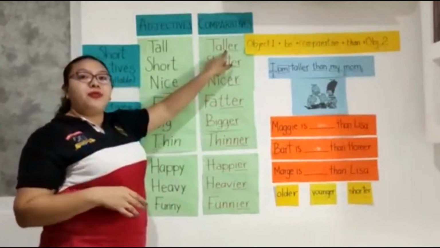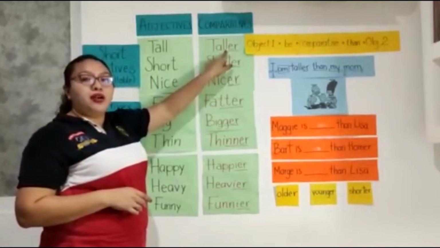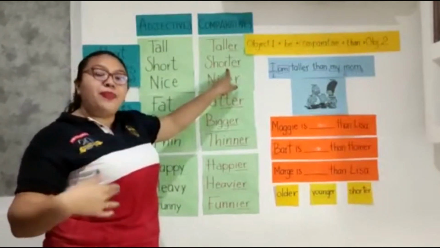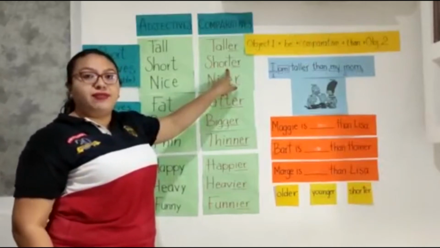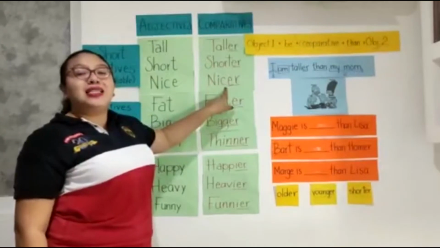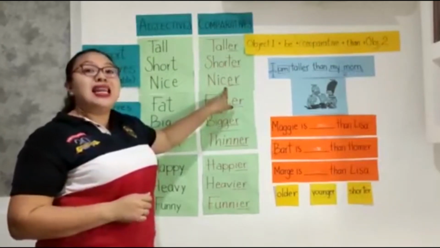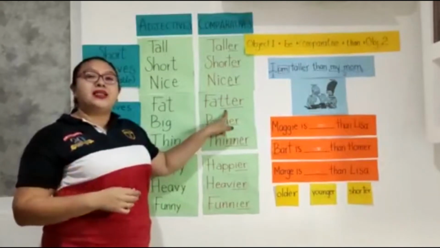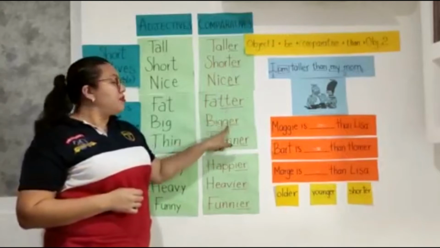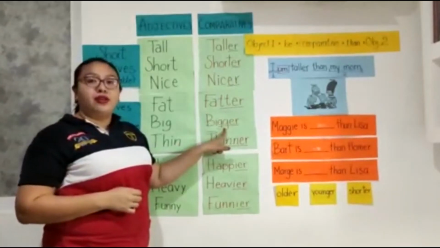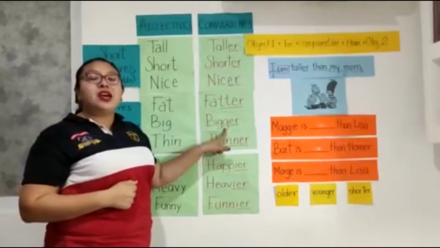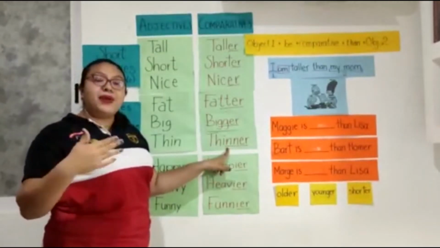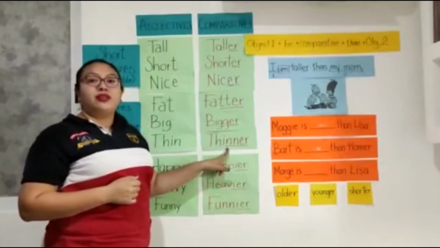Now, let's repeat the comparatives. Taller, repeat after me. Taller. Excellent. Shorter. Repeat after me. Shorter. Very good. Nicer. Repeat. Nicer. Excellent. Fatter. Repeat. Fatter. Very good. Bigger. Repeat. Bigger. Excellent. Thinner. Repeat. Thinner. Good.